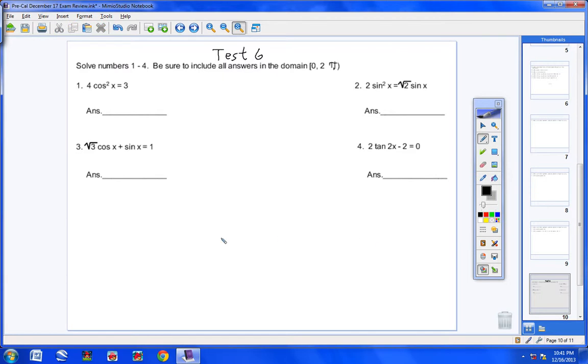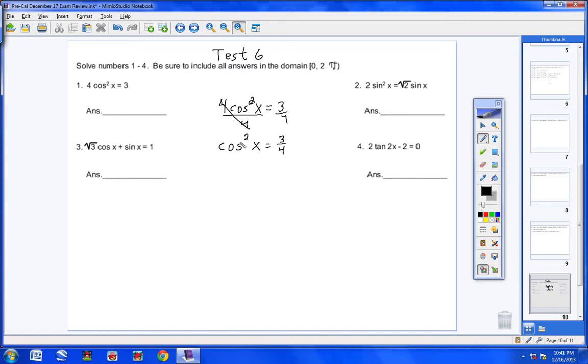All right, let's go ahead and get started with the first problem. 4 cosine squared x equals 3. First of all, we're solving for x, and of course the cosine and the x go together. So the smart thing to do is get the cosine all by itself. So I'm going to divide both sides by 4. The 4's cancel, and cosine squared x equals 3/4.